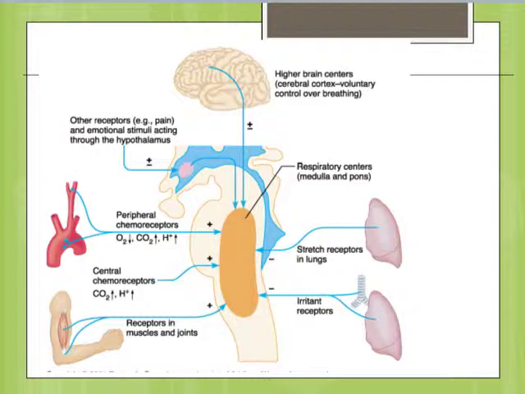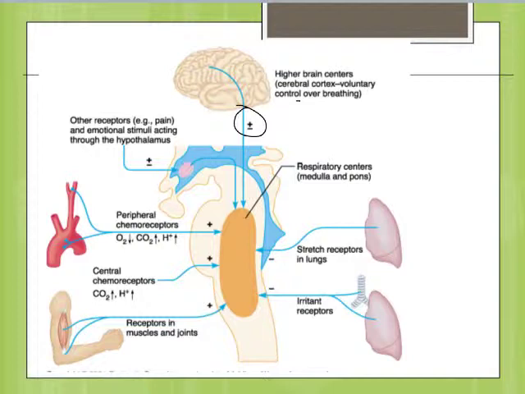So if we go from the top, what you've got is your higher brain centres. They could increase or they can decrease breathing rate, because that's the voluntary control you've got. So you're thinking about your breathing now. If you want to breathe faster, you can. If you want to breathe deeper, you can, and that's this part, your higher brain centre, that's in control of that.